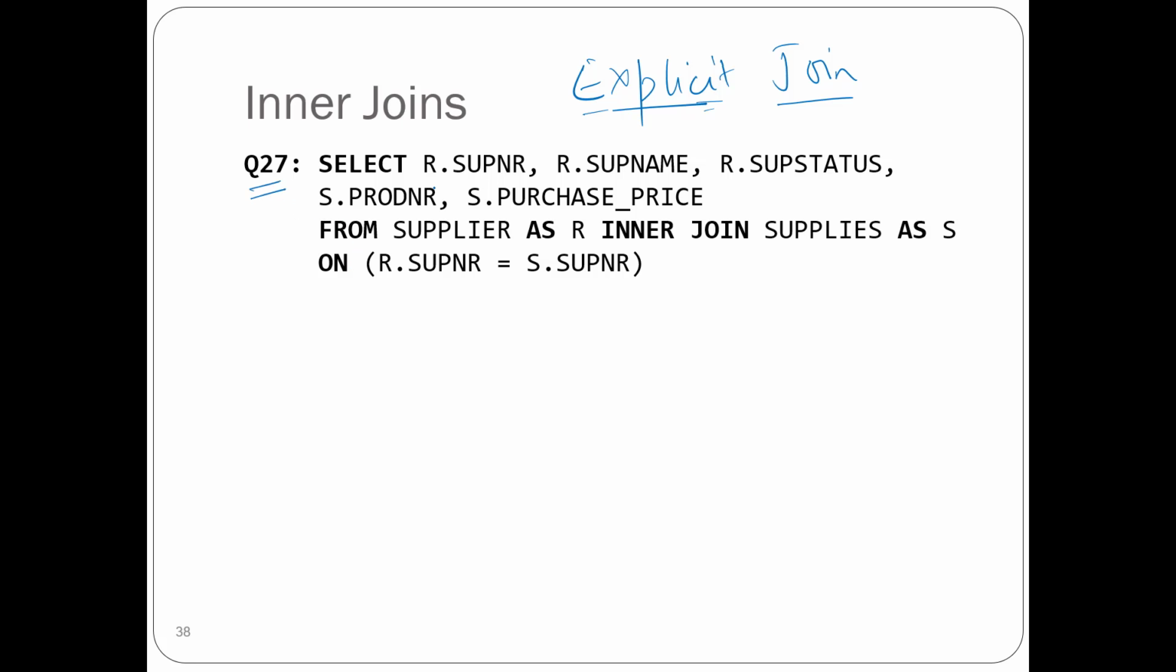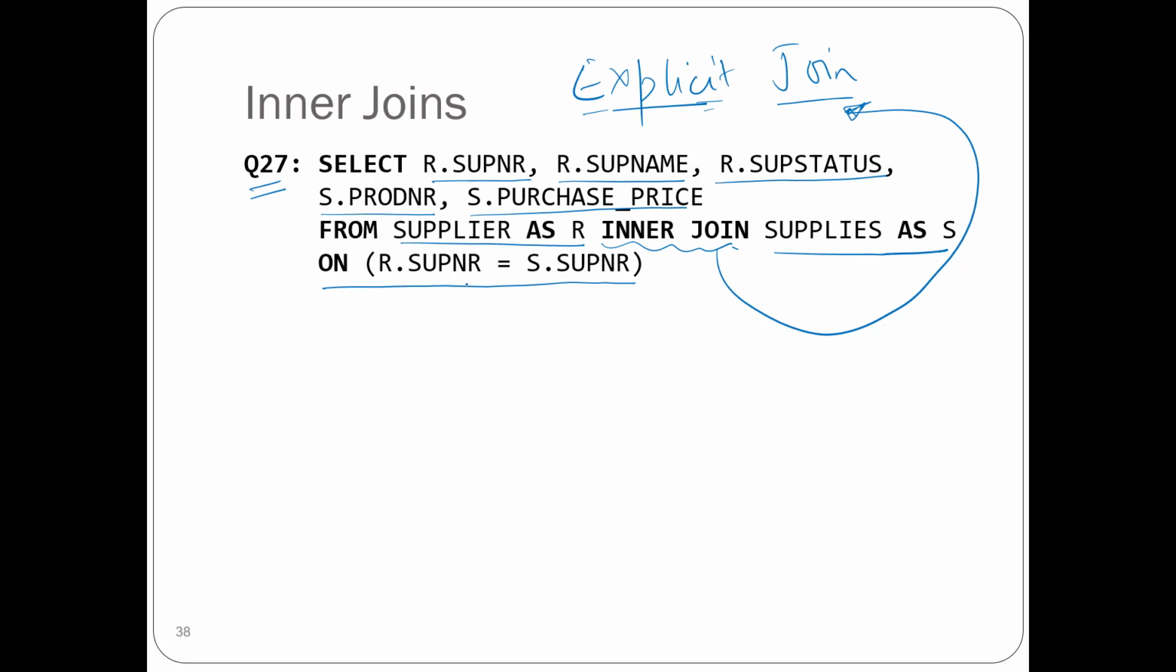Query number 27, which says select r.subnr, r.subname, r.substatus, s.prodnr, s.purchase price from supplier as r inner join. Look at it, right? That's the explicit thing. We are making use of the keyword inner join. Inner join with what? Supplies as s on r.subnr is equal to s.subnr.